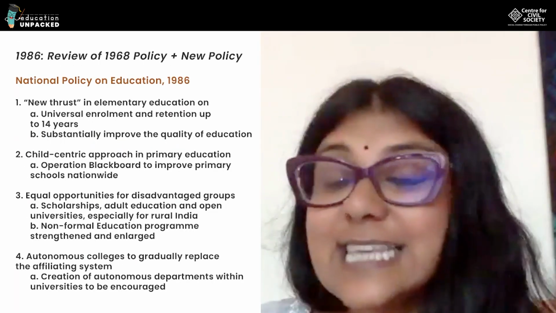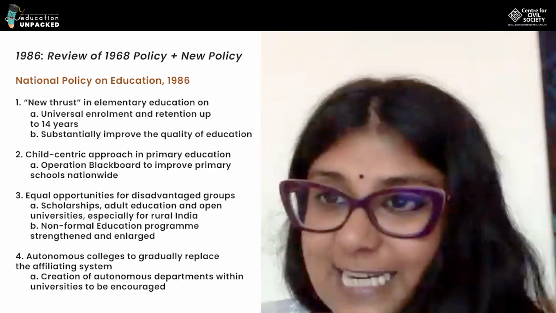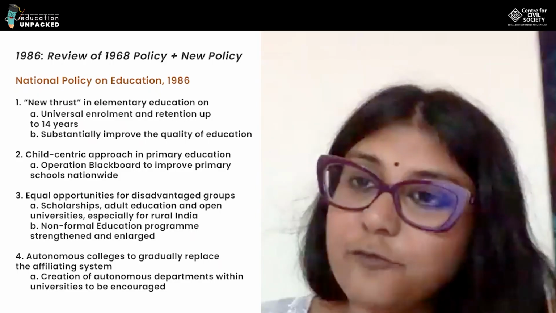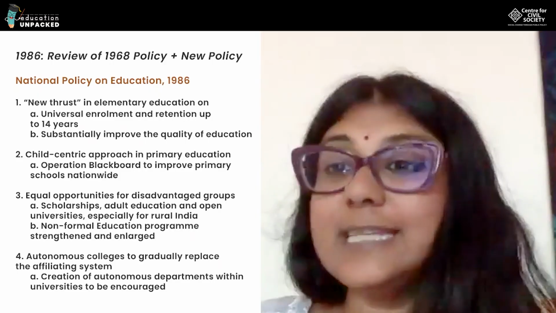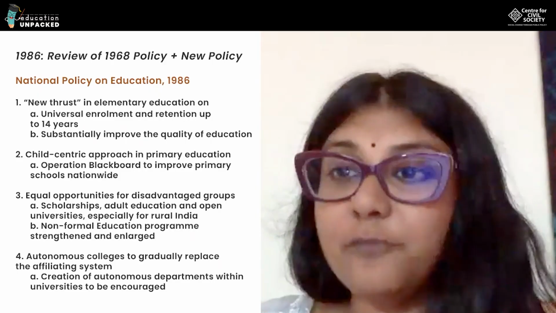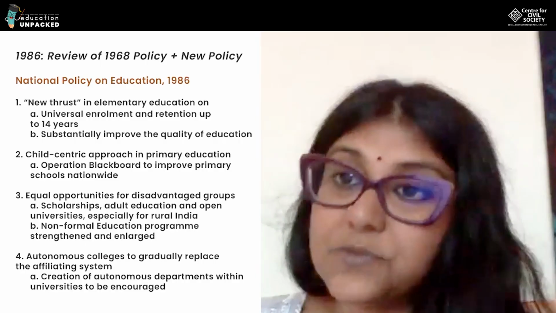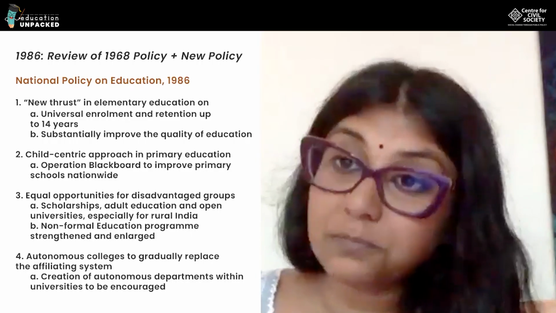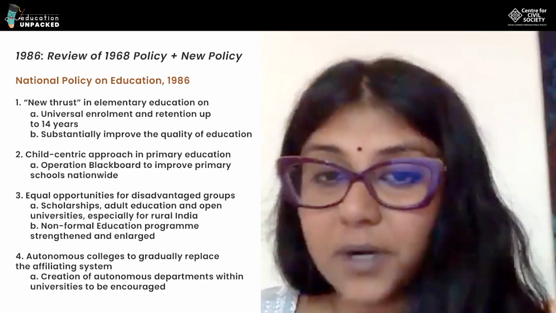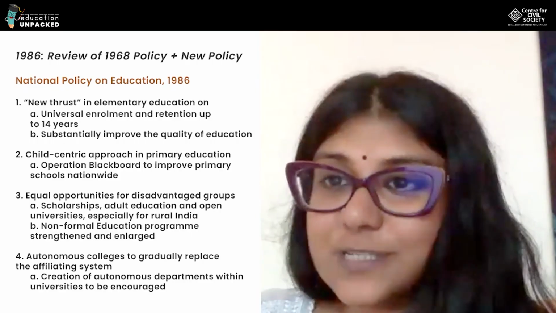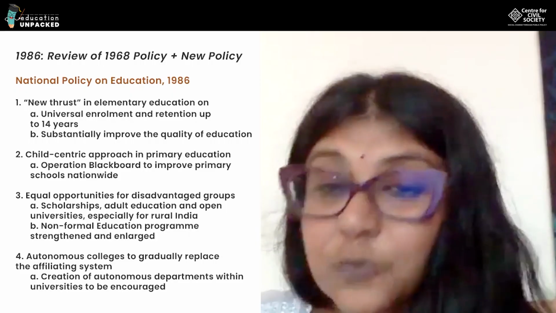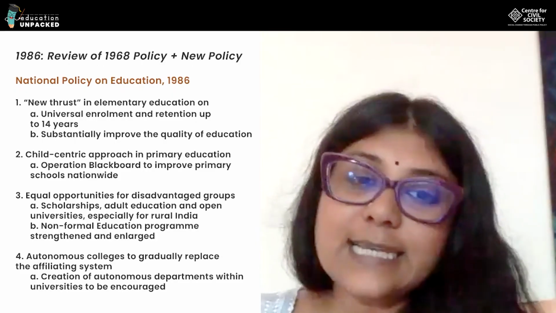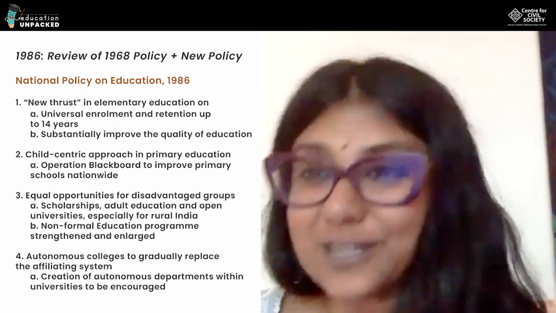In 1985 and 1986 is when we first undertake a review of how well we have stood by the 1968 policy, how well we have been able to execute the recommendations of the Kothari Commission, and subsequently what the direction should be from this point forward. And these deliberations and reviews culminated in the 1986 policy. And the 1986 policy recommended a new thrust in education.